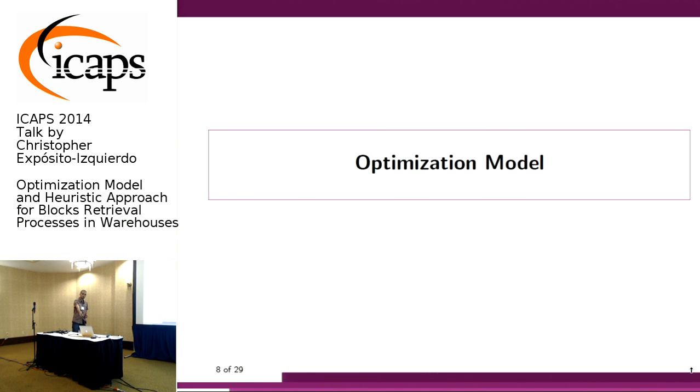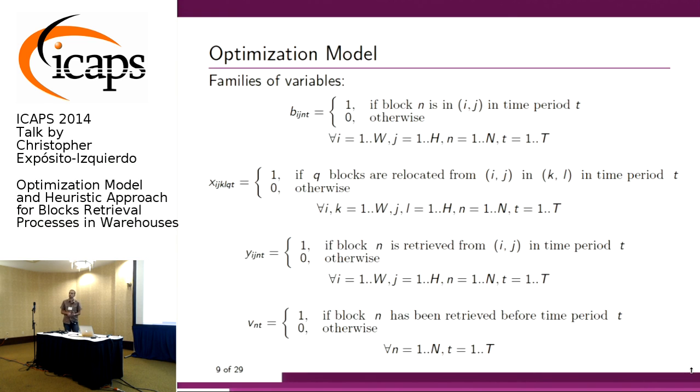Okay, we have developed an optimization model to formalize this optimization problem. In this case, it is composed of several families of variables. Firstly, we have variables that indicate if a block is currently placed in a certain slot of the bay. We have variables that indicate if Q blocks are relocated from a given slot to another one during a certain time period. If a block is retrieved from a given slot. If a block has already been retrieved from the bay.